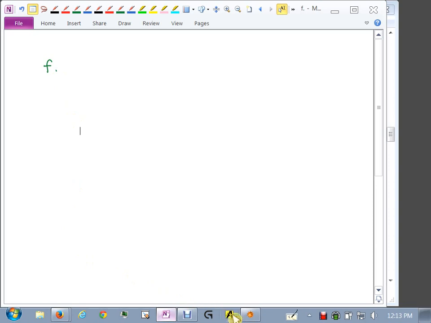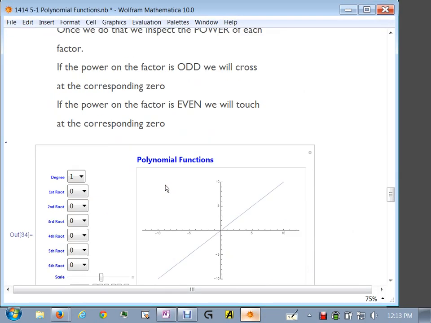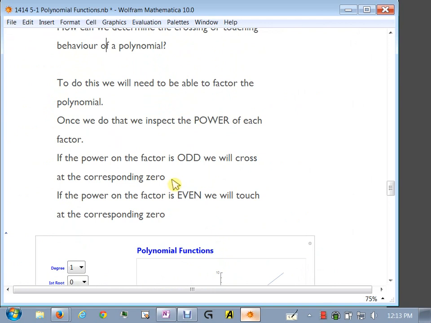Okay, so does it say that in the notes for multiplicities? Let me see. Yeah, it says, to do this, we will need to be able to factor the polynomial. Once we do that, we inspect the power of each factor. So it does say it in the notes, reminds you, I guess.